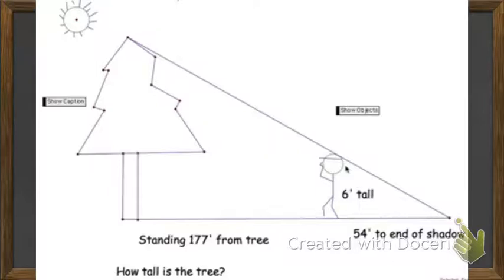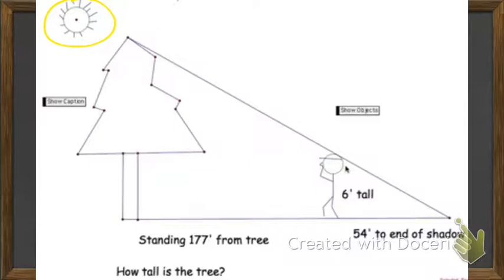What we can do to make this easier, because right now what you're seeing is the sun over here. And it's casting a shadow, right? So the tree's shadow is going to go all the way past the man's shadow, right?